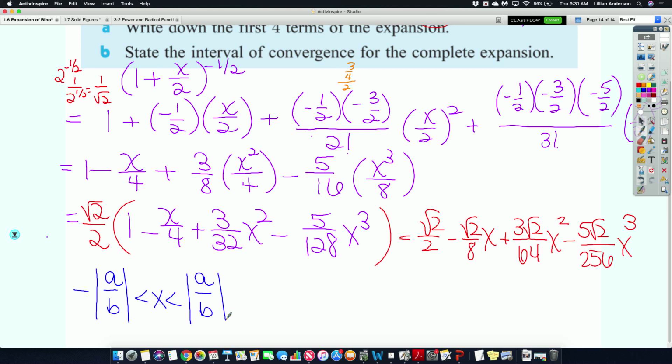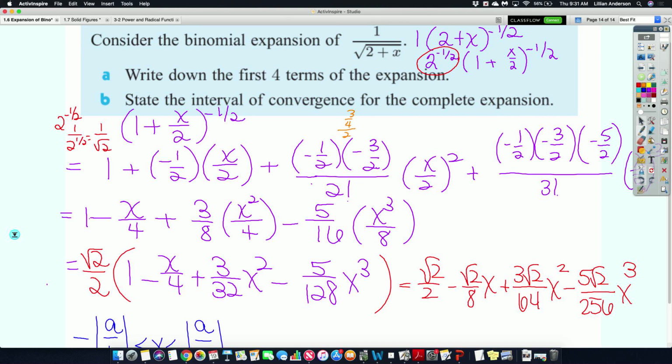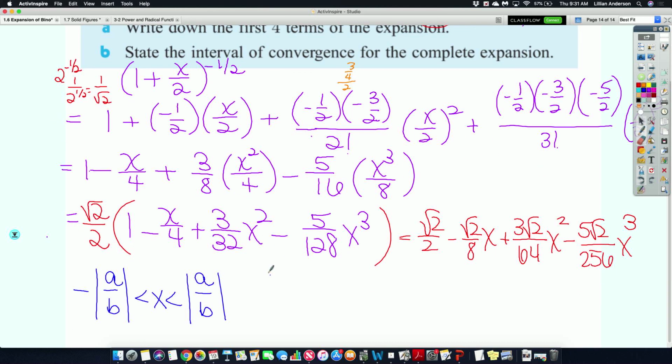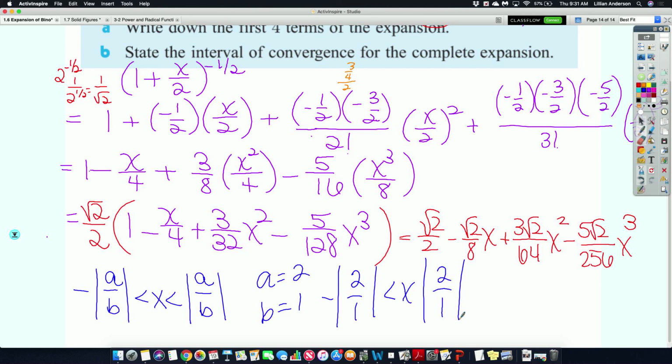2. And you get that, okay, from back up here, you know, like the non-pulled out form. You get it back from this one up here. Okay? So this is a, and b is going to be 1. Because remember, it's bx, so the constant's 1. So a is 2, b is 1, so this becomes the negative absolute value of 2 over 1 less than x less than the absolute value of 2 over 1, which is nothing but negative 2 is less than x, which is less than 2.